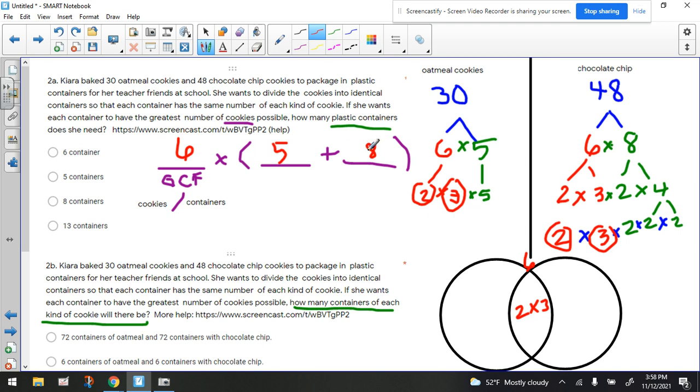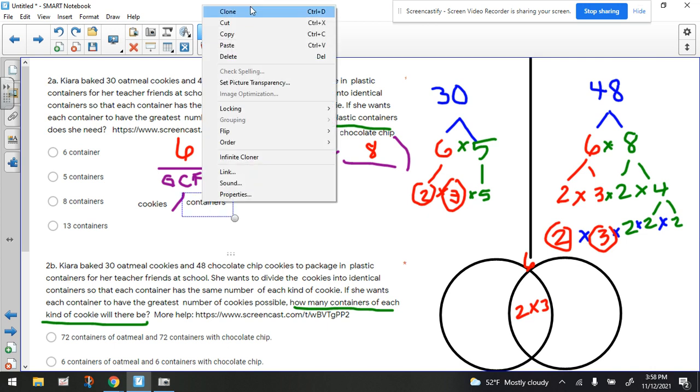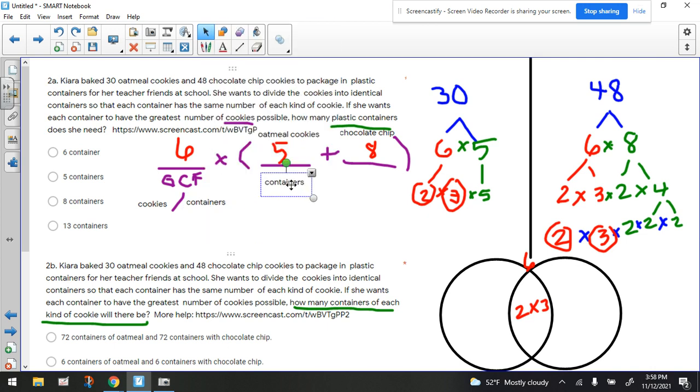But 5 what? 8 what? So is that containers that have oatmeal cookies? Right? Oatmeal cookies would be the 5, and the chocolate chip would be the 8. So that's 5 containers, let me clone this, of oatmeal. And this would be 8 containers of the chocolate chip. In your work, it's very important that you label your stuff so that it can help you answer the question.